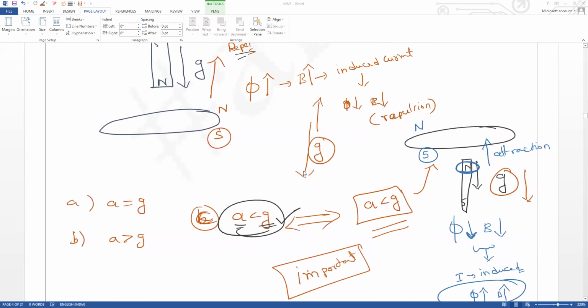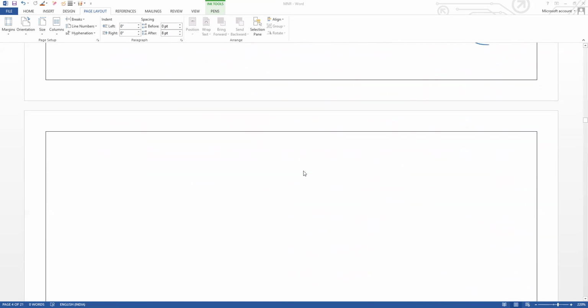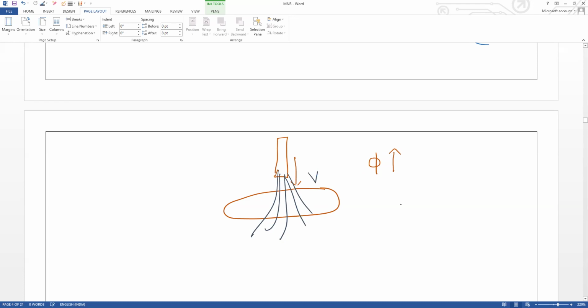So last, once again I'm saying, be very careful. Everyone understand. So one minute, that's all. Imagine now this is my coil. All of you observe. If the magnet is coming towards it, the flux is going to increase or decrease? Please respond. Increases. Understanding? The magnetic flux is going to increase. Yes or no? Coming downwards with velocity v. Yes, sir. Flux increases, then B also increases.